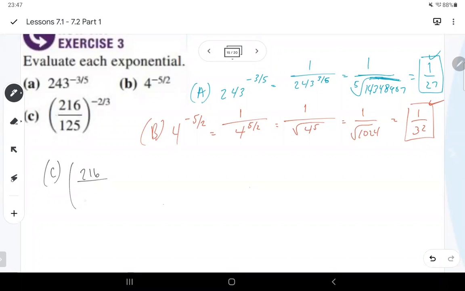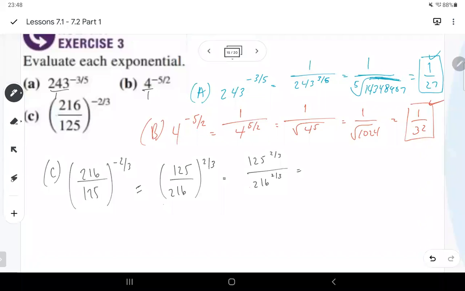Now, if you noticed what we did before, when we had numbers over 1, we flipped them. We took the reciprocal, and that made the exponent positive. So we're going to actually do the same thing here. We're going to flip our fraction, and that will make the outside exponent positive. So we get 125 raised to the 2/3 over 216 raised to the 2/3. So if we take 125 and square it, we get 15,625. 216 squared is 46656. Cube root of both of those will lead us to 25 over 36.